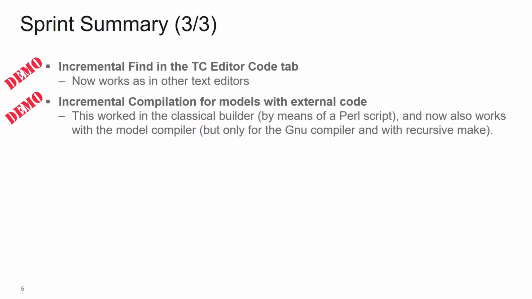We also made some usability improvements in the TC editor code tab. Now you can use incremental find, like you can do in other Eclipse text editors, so Ctrl-J. And last but not least, we have improved the way we handle dependencies in our generated makefiles. It helps a lot if you have models with dependencies to external code and you want to have proper incremental compilation when you modify such included header files, for example. This worked in the past in the classic builder, but now also works with the model compiler for the GNU compiler and with recursive make.